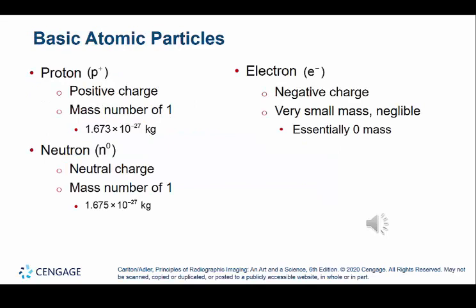As we have stated, the basic atomic particles include protons, neutrons, and electrons. Of course, protons are positive, neutrons are neutral, and electrons are negative. If you look, protons and neutrons are very similar in mass. They both weigh about 1 kilogram, versus an electron, which is essentially zero mass because it is so small.